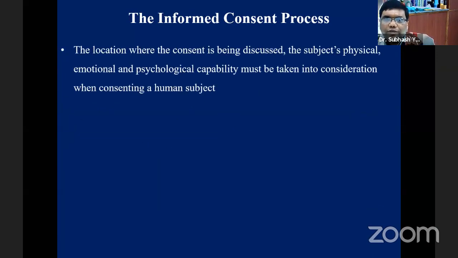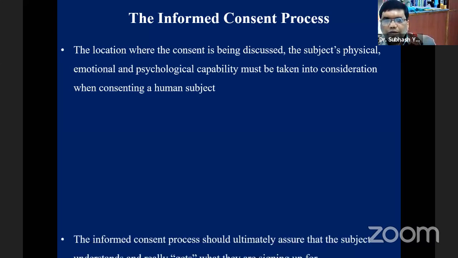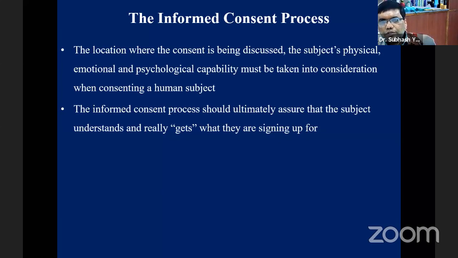And the location where the consenting will be discussed, and the subject's physical, emotional and psychological capability, must be taken into consideration when consenting the human subject. I mean, the environment should be quite friendly. It should not be like you are forcefully coercing the subject. That thing we have to take care of. And the informed consent process should ultimately assure that the subject understands and really gets what they are signing up for. I mean, before signing, he should be very sure what he is signing for.